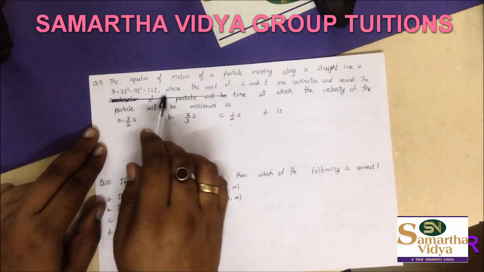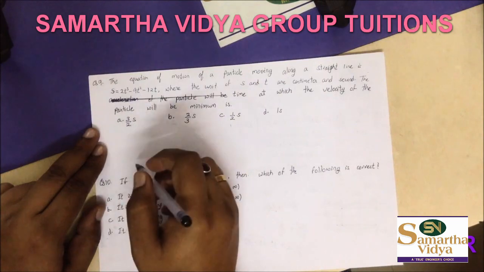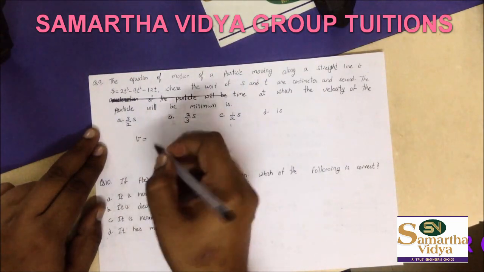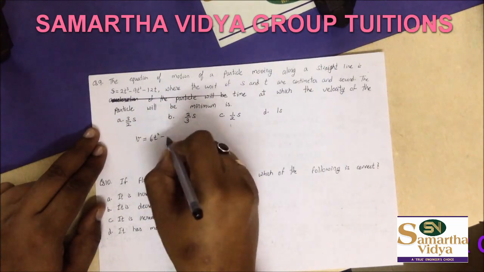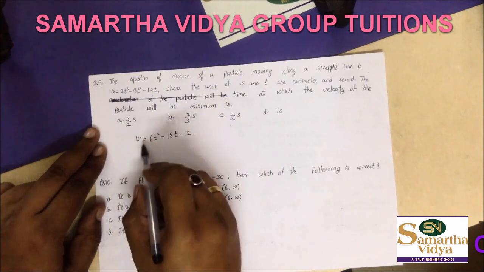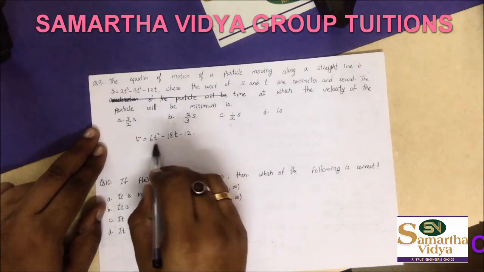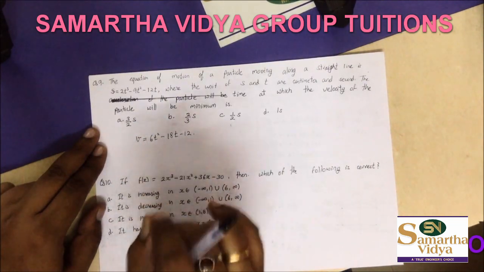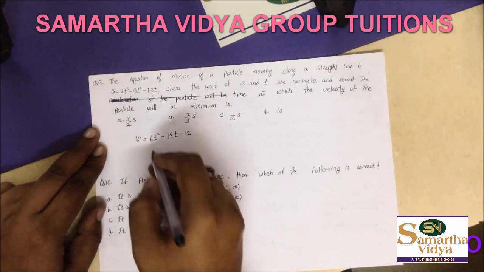First of all, this is the displacement. If I need to find the velocity, I need to find the derivative of it. So velocity is basically the intention, so I'm taking the derivative. That becomes 6t square minus 18t minus 12. Now I need to find the minimum value of this velocity. This is my function, so I need to find the derivative of it. So I'm taking the derivative of it.